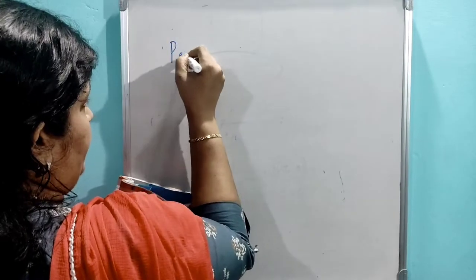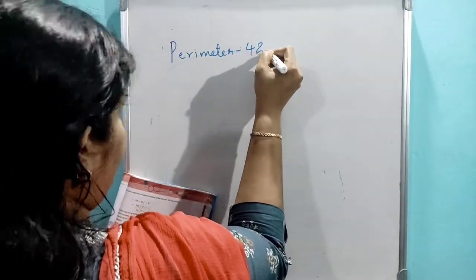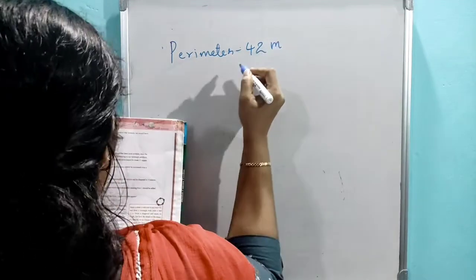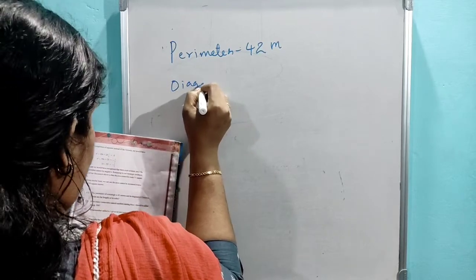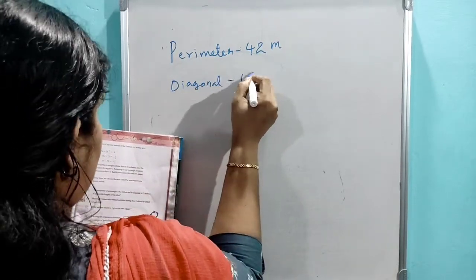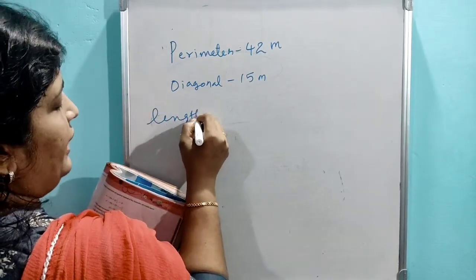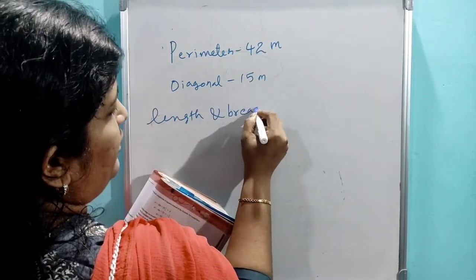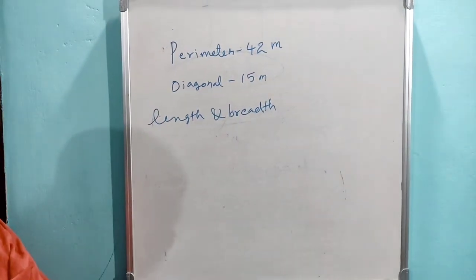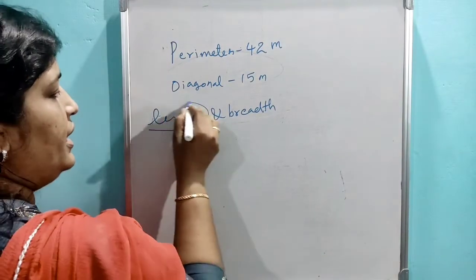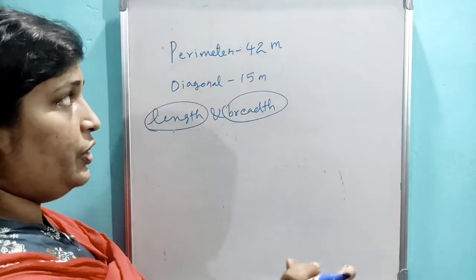Okay, the perimeter of a rectangle is 42 meters and its diagonal is 15 meters. We need to find the length and breadth. Here we don't know which are the length and breadth, so we can take either of these as x. That is your choice.